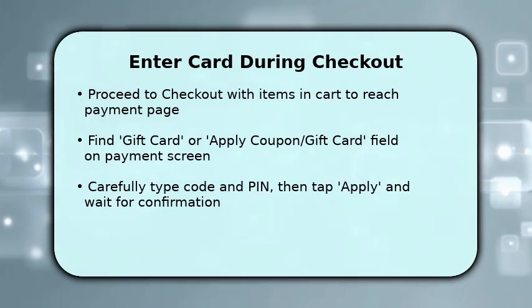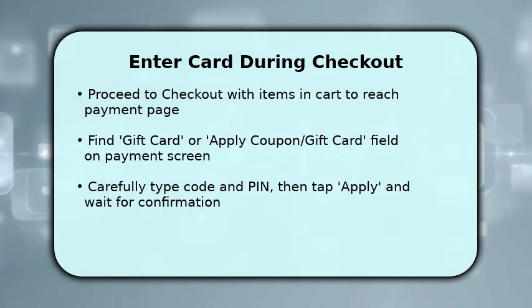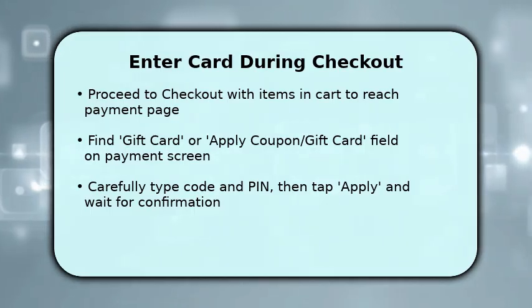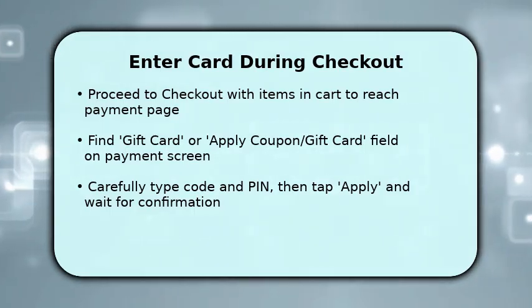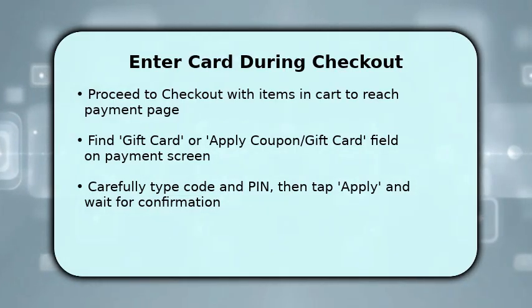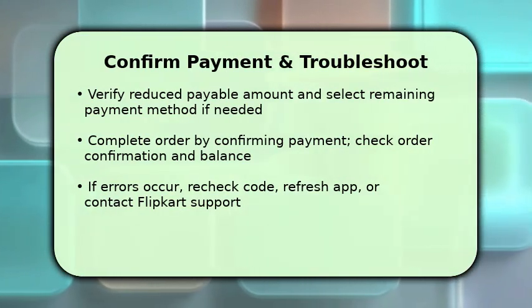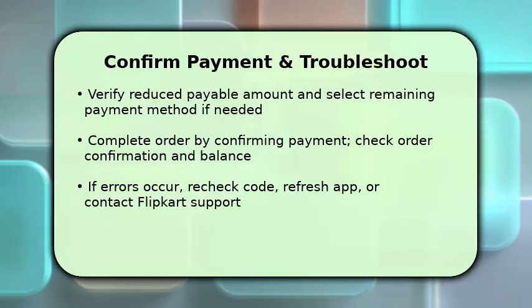Enter the gift card code exactly as printed, including hyphens if present, and add the PIN when prompted. Once you tap apply, allow a few seconds for the balance to reflect. If partial, the remaining amount will show and can be paid with another method. Finally, confirm that the payable amount decreased by the gift card value before you complete the purchase.